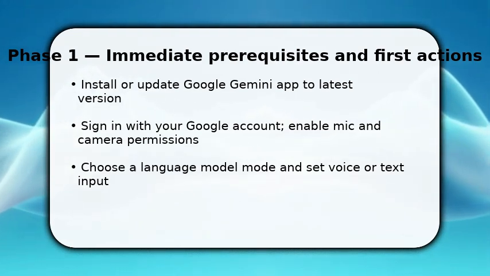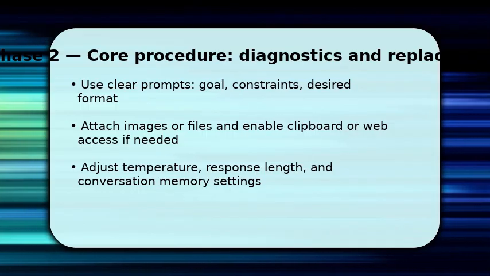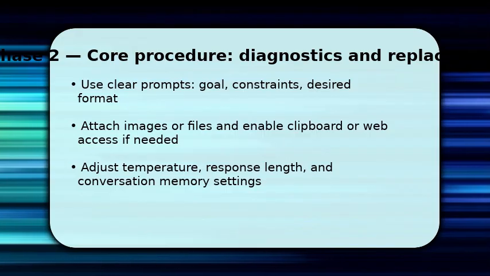Now you build the interaction. Write a clear prompt stating your goal, constraints, and preferred response format. This guides Gemini toward actionable output. If you have images or files, attach them and allow Gemini to analyze content. Similarly, enable web or clipboard access when up-to-date or personal content is needed.